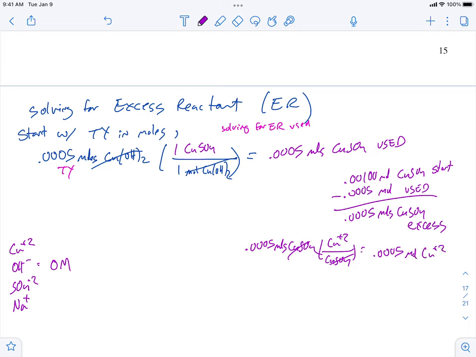And we're asking for molarities, and there was a reason why they asked you to take note of the final volume, which we said was 0.02 liters, right? So the molarity of copper is going to be this divided by 0.02 liters. 0.025 molar.